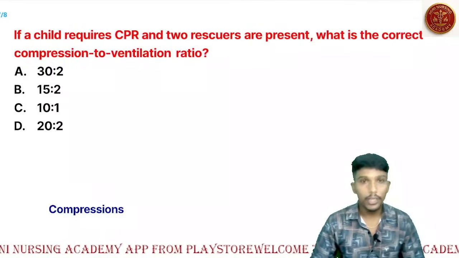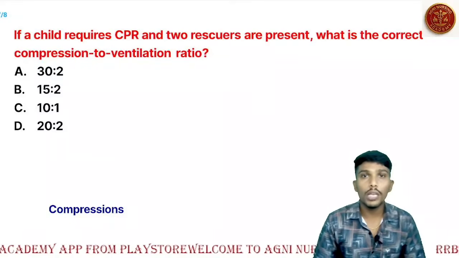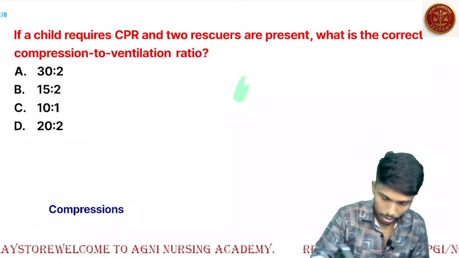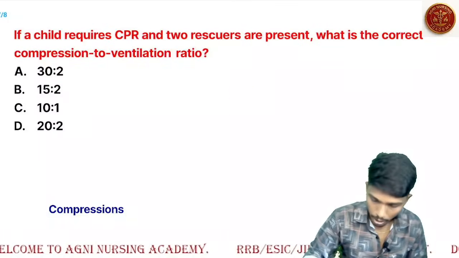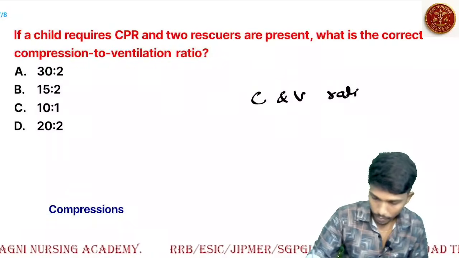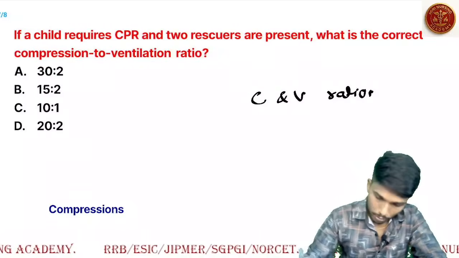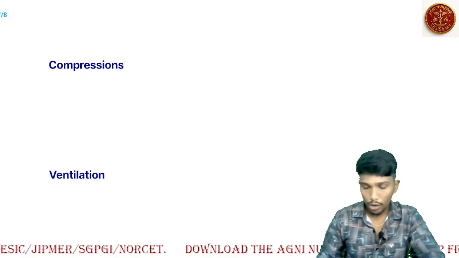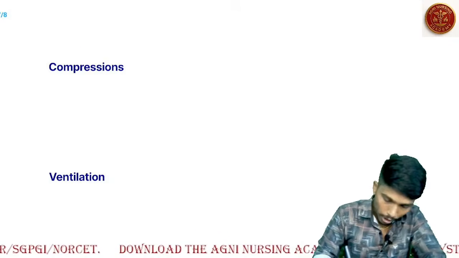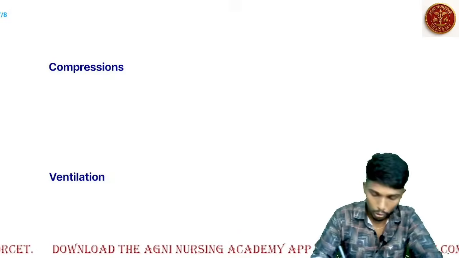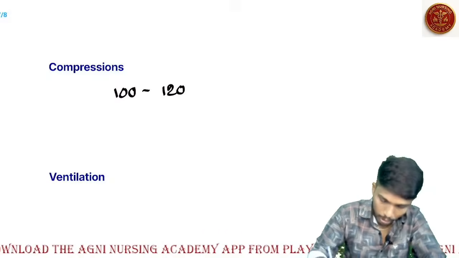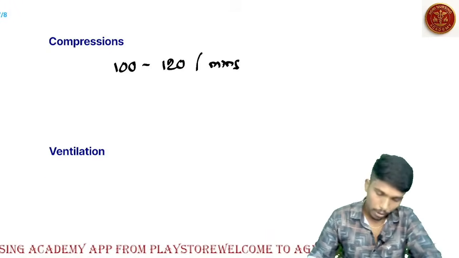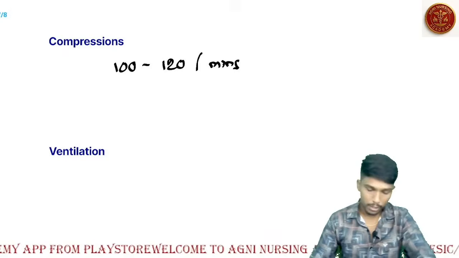Again it is on CPR. If the child requires CPR and 2 rescuers are present, what is the correct compression to ventilation ratio? So they asked the compression and ventilation ratio. Coming to the compression, how many compressions do we have to give per minute? For adult, children and infant we have to give 100 to 120 chest compressions per minute.